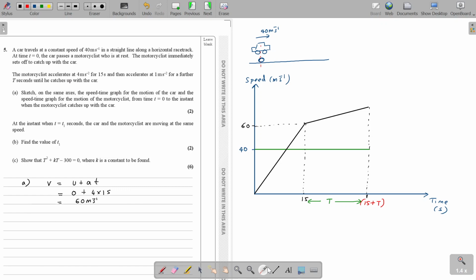So this is our speed-time graph, part A. I have done some extra things here, but that is not required. You must mark 15, 15 plus T, and the 40. Then they say at the instant when T equals T1 seconds, the car and the motorcyclist are moving at the same speed. So which point are we talking about? Where is T1? Same speed is where the lines intersect, so this is T1. They are asking you to find the value of T1. How do I get the value of T1?